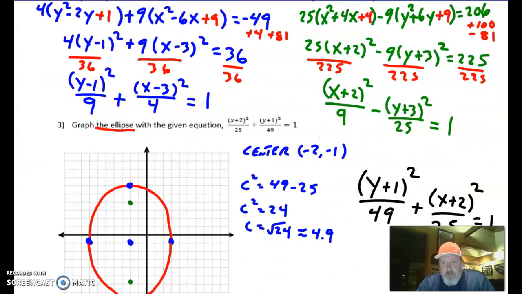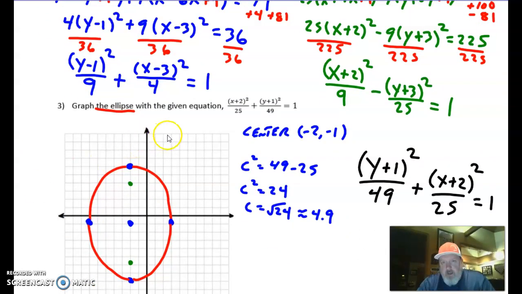All right, graphing an ellipse. So we have x squared first here, and you can see that this is our a value here, and then we've got our y value. So we're going to go out 5 to either side and up 7, down 7. And you can find c, again, a squared minus b squared.